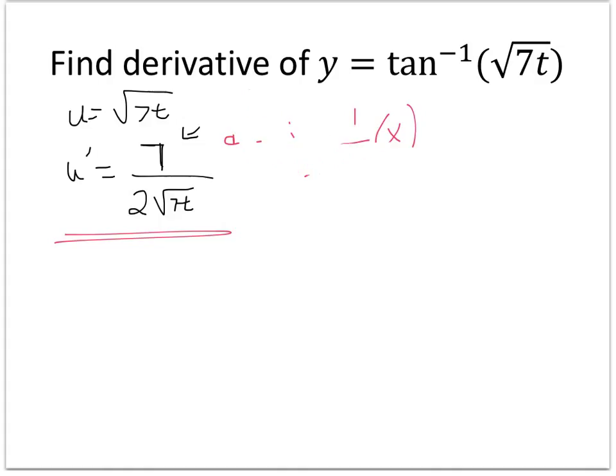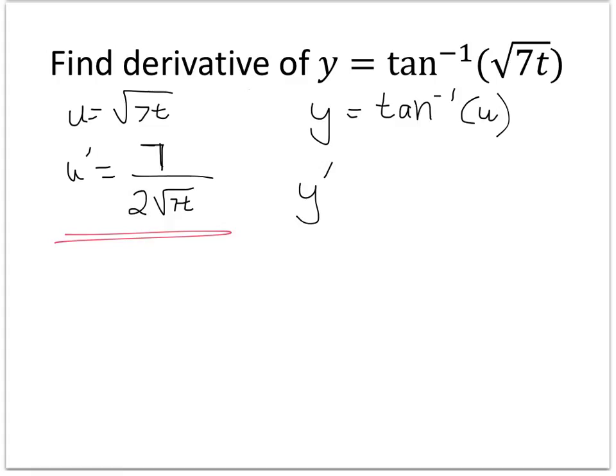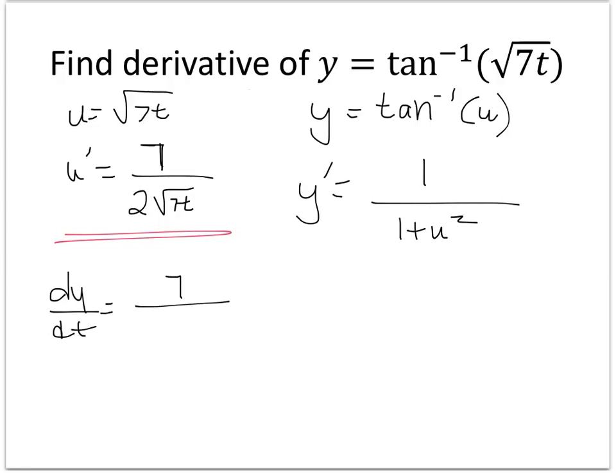Now, get all this junk out of my way. Because you got that, right? You're saying yes, hopefully. Okay, so then over here, I'm going to have my y equals the tangent inverse of u. And so my y prime we just found is 1 over 1 plus u squared. So that makes this pretty easy to work. So now if I want to find this derivative, dy dt, it's going to equal 7 over 2 square roots of 7t times 1 over 1 plus, well, let's just go ahead and plug in what u is.